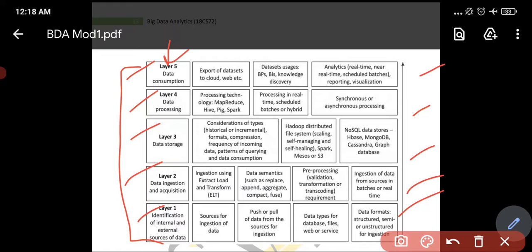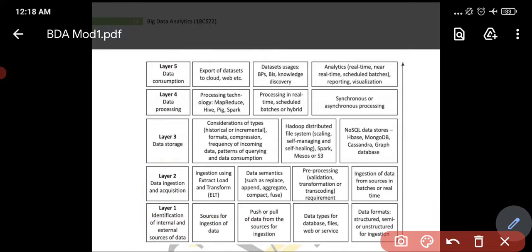So you're okay with the framework. Now we need to fill in the data. As I said, first we will identify the source of data, and next ingestion, and then acquisition will be done. We store the data, pre-processing will be done, and data consumption will be done. So first, the source will be in layer 1, the source for ingestion of data, and next we push or pull the data, and the data types are identified, and data formats are identified.